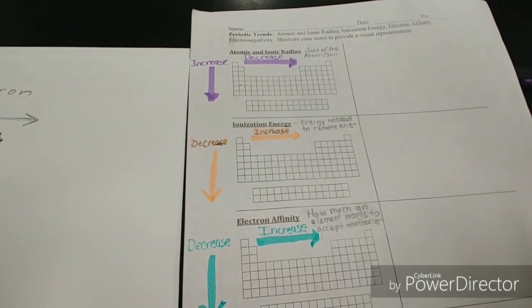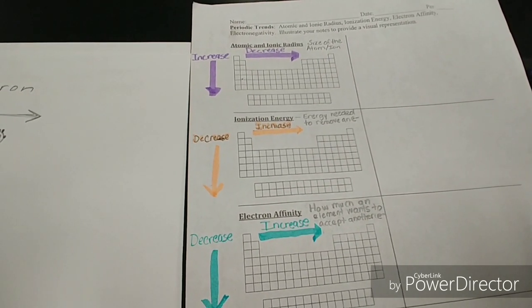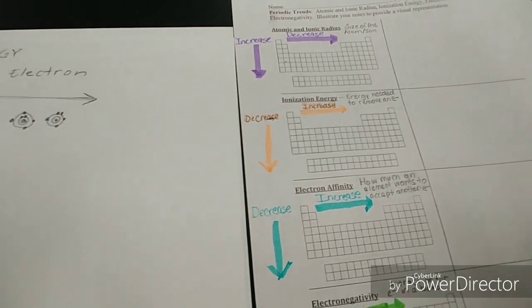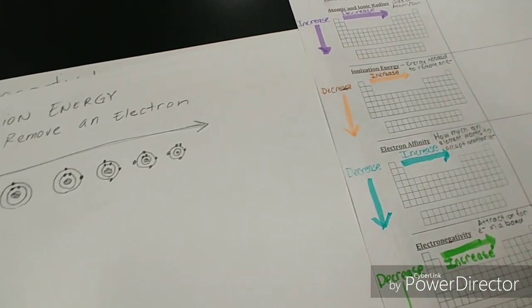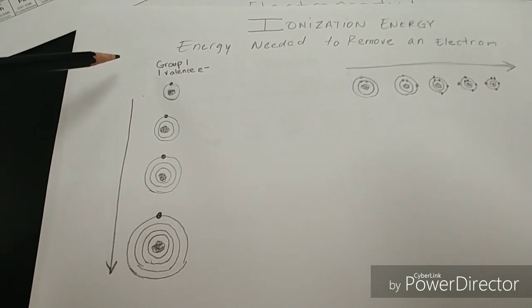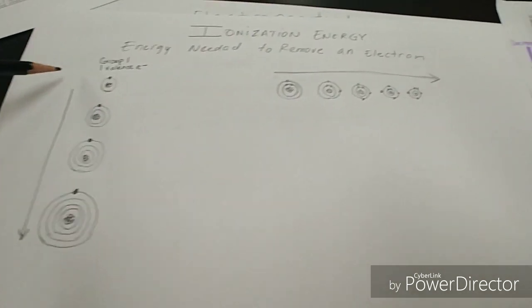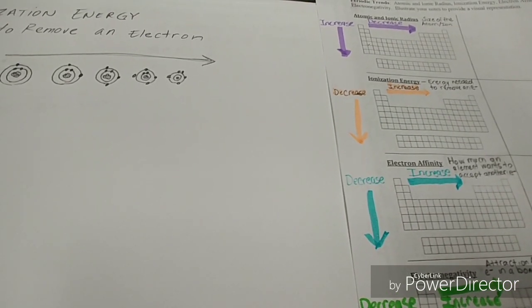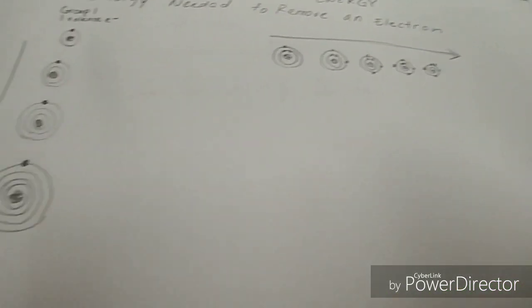For ionization energy, that's the energy needed to remove an electron. So you're pulling an electron. Let's see how this happens. For the trend, as you go down a group, you're going to notice that according to what we wrote, the trend is that it's going to decrease. You're going to need less energy going down a group.